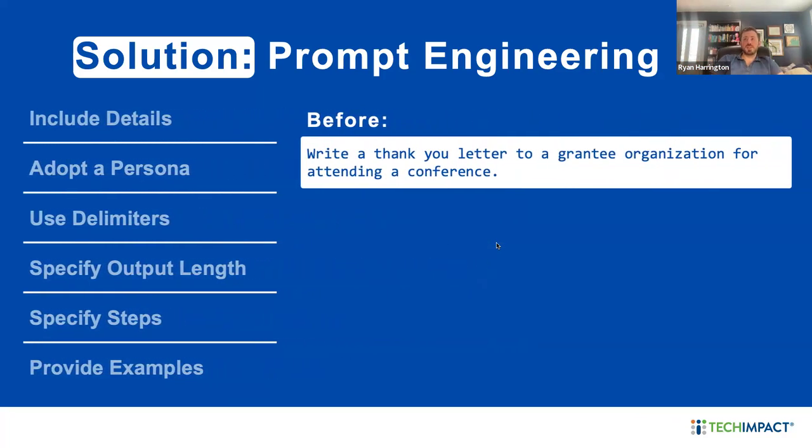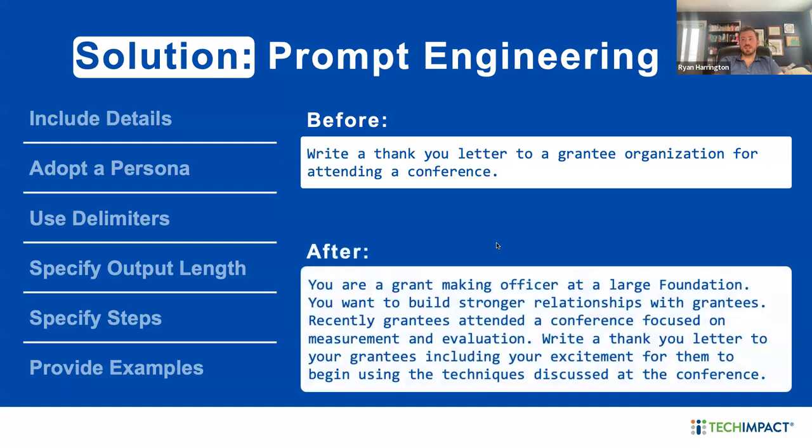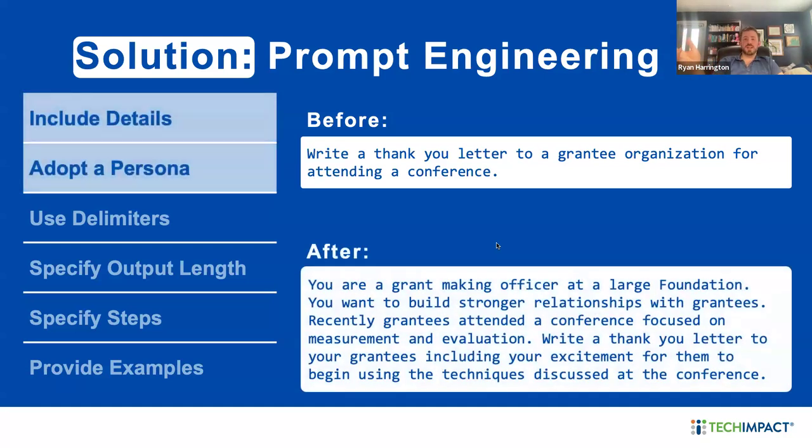So here's a prompt that you might give a tool like ChatGPT. For example, you might ask it to write a thank you letter to a grantee organization for attending a conference. I think if you were to give it that prompt, you would get a decent response, something that you could work with that you might be able to edit down. But if you actually just take advantage of a couple of these techniques that we mentioned, I'm going to highlight two of them, including details and adopting a persona specifically, we can rewrite it and you'll end up with a significantly better response.